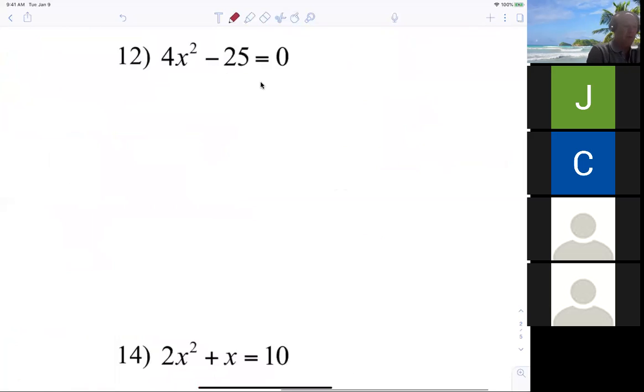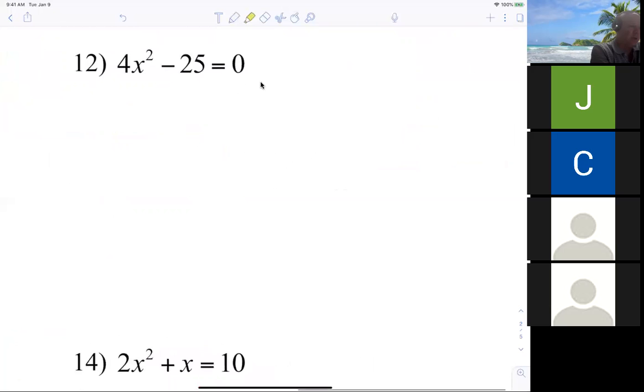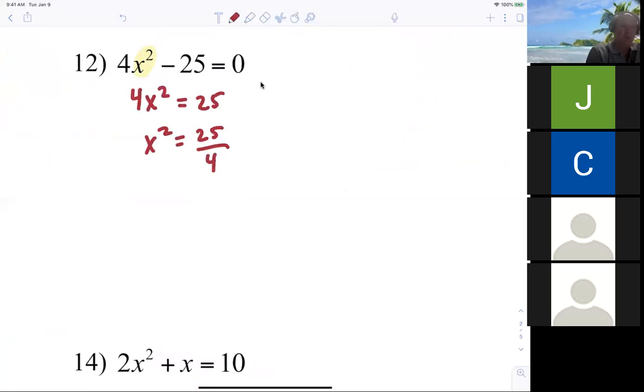All right. So number 12, because there is only a square term, to me, the easiest way is just to isolate the square term. So we would say 4x squared equals 25, and then x squared equals 25 over 4. All right, now please, we're getting into some times where you have to make decisions, and I want your help. Does anybody have any questions?